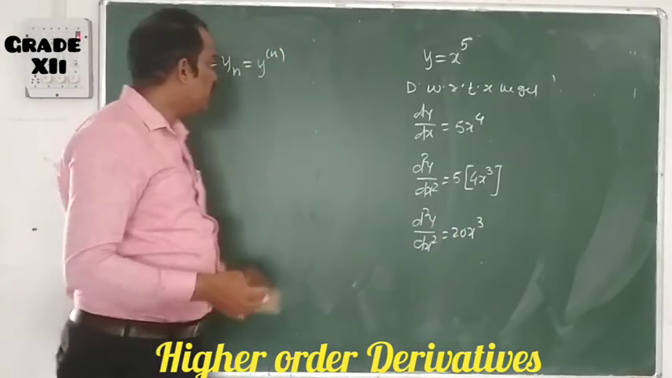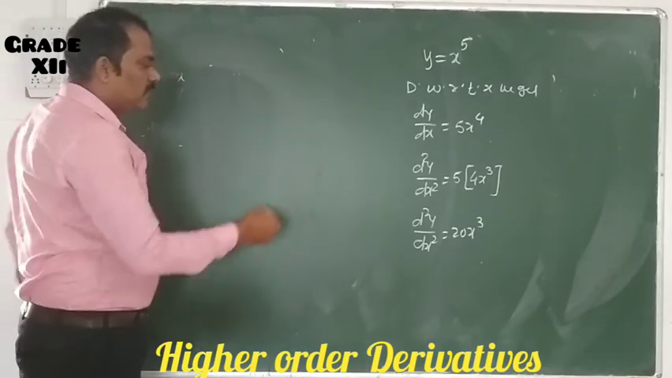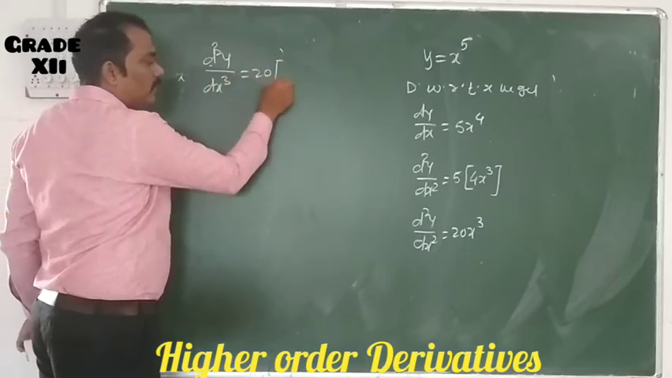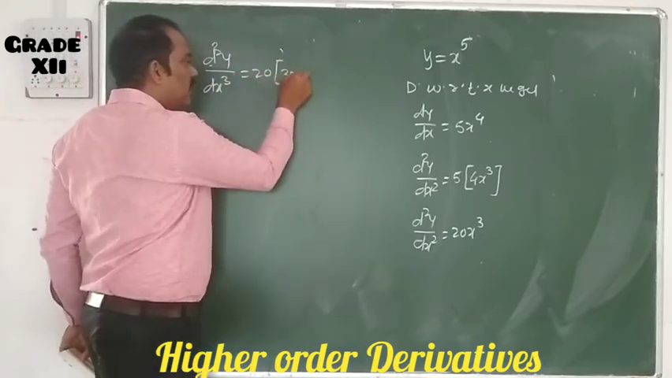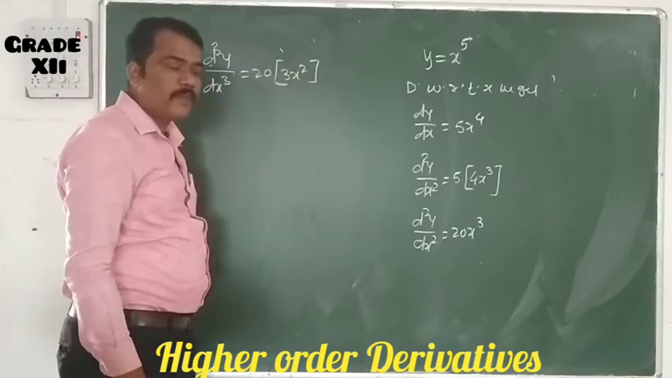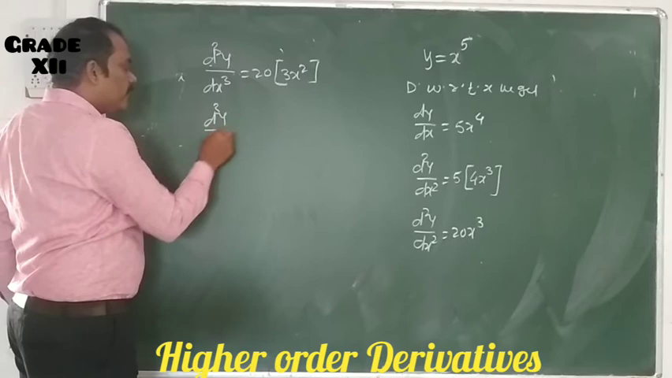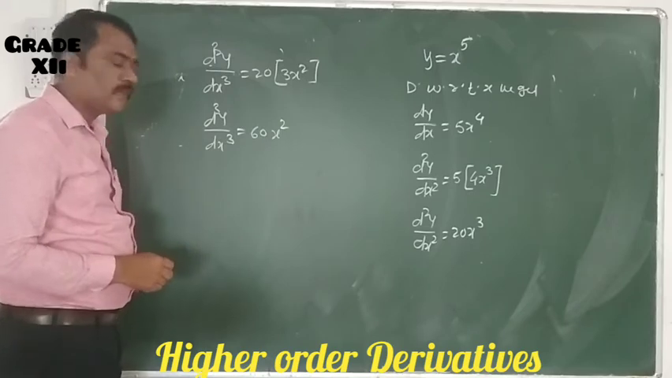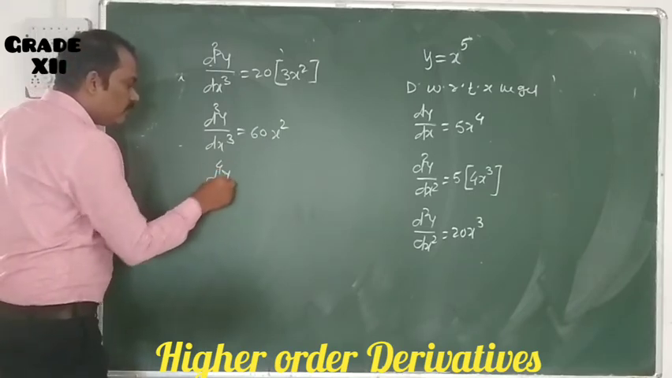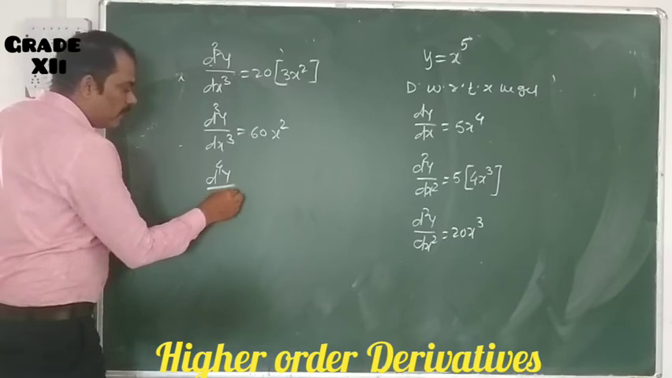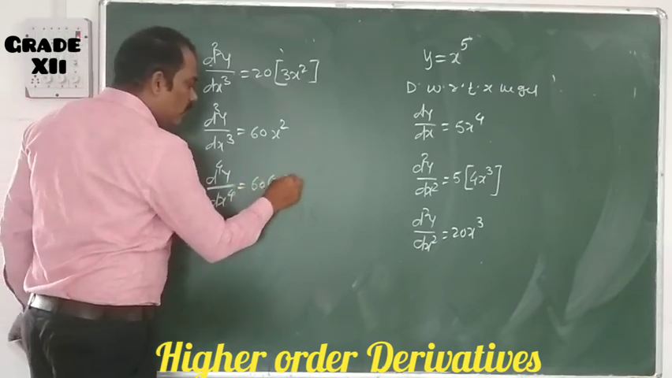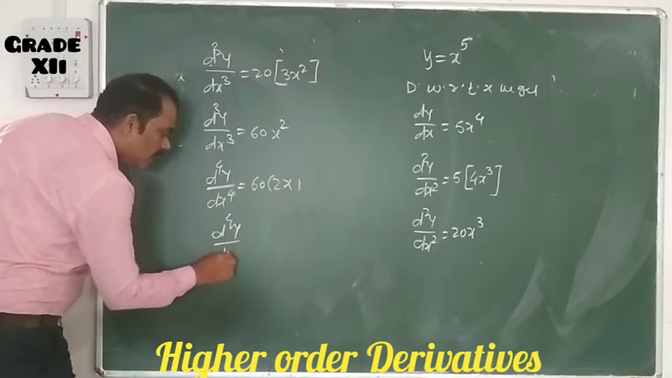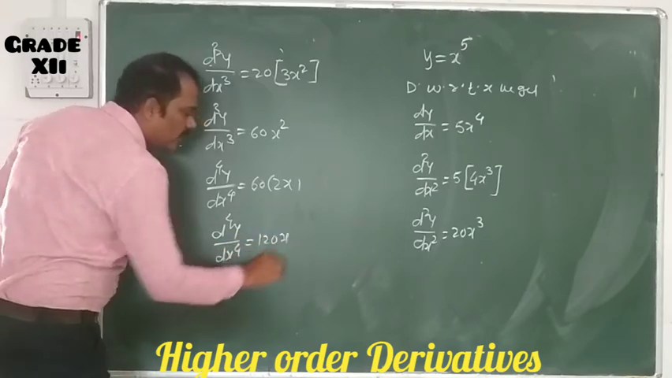So d2y by dx square is equal to 20 into x raised to 3. 20 into x raised to 3 is again a differentiable function of x, then we can write d3y by dx raised to 3 is equal to 20 into the differentiation of x raised to 3, which is 3 times x square, so d3y by dx raised to 3 is equal to 60 into x square. It is again differentiable with respect to x, so d4y by dx raised to 4 is 60 into 2x. Take the power as it is, from the power we have to minus 1, so d4y by dx raised to 4 is equal to 120 into x.